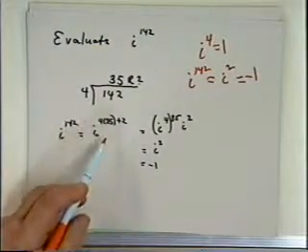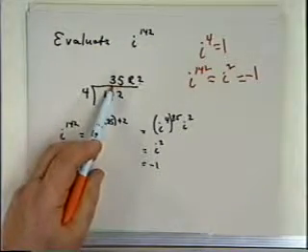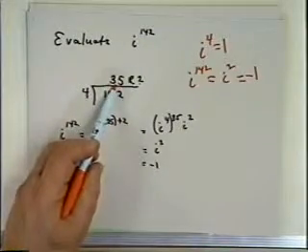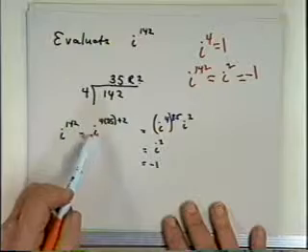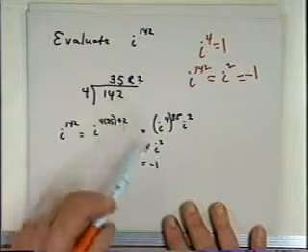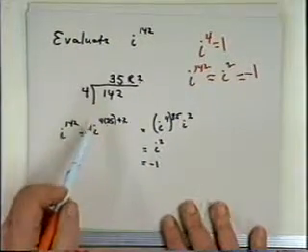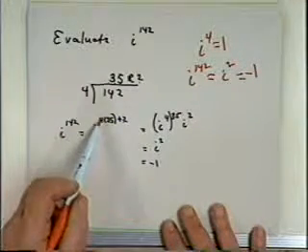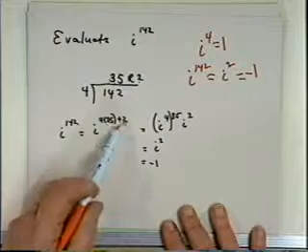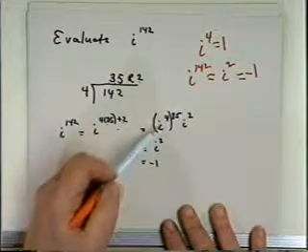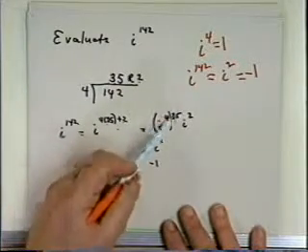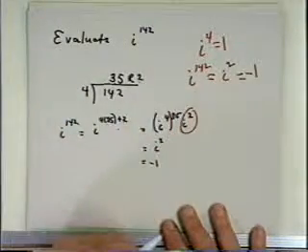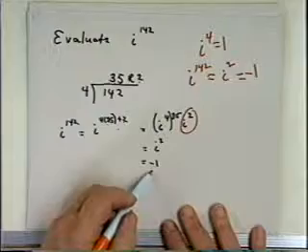Now, how did I know that? Well, what I just showed you over here was that 142 can be written as 4 times 35 plus 2. Remember, when you multiply like bases, you add the powers. So this can be rewritten as i to the 4 times 35 times i to the second power. Grouping this way, i to the fourth is 1. 1 to the 35th power is still 1. So the answer to this problem is the same as i squared, which is negative 1.